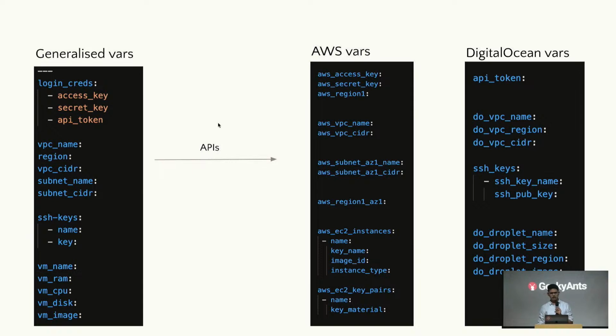As you can see, there is a difference in the number of vars files between AWS and DigitalOcean, because DigitalOcean will not take all the values from generalized vars, since we don't need to create route tables and an internet gateway when it comes to DigitalOcean. So we have created APIs that separate the vars and create them on the fly.